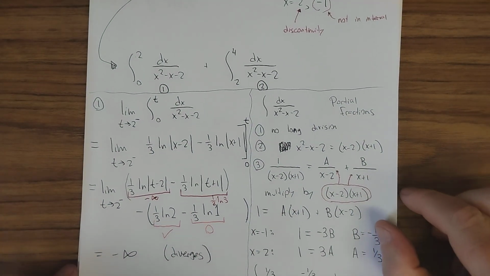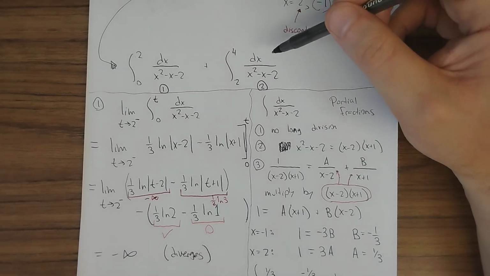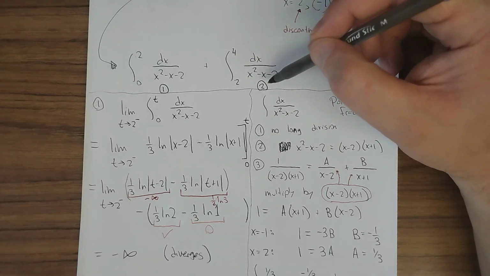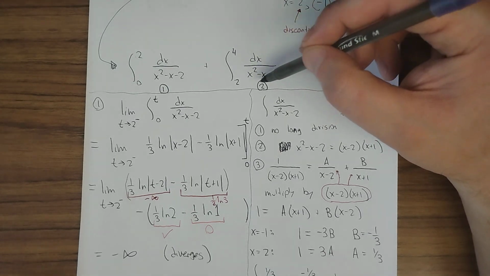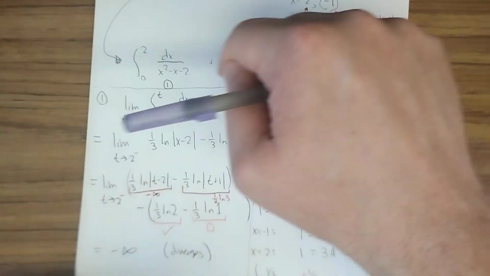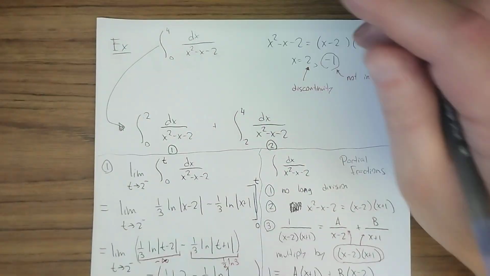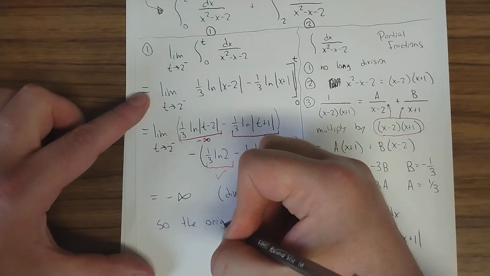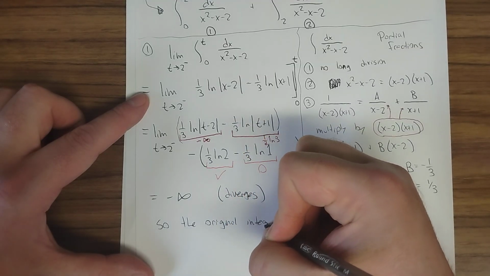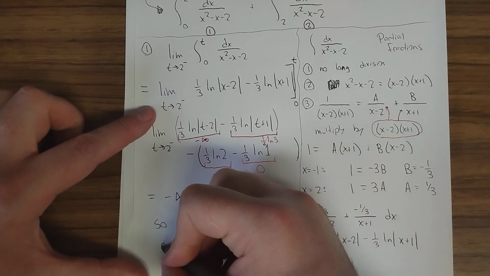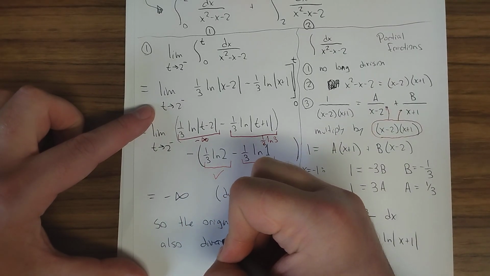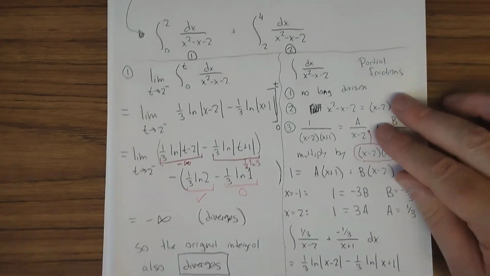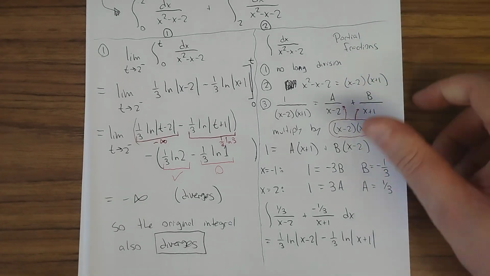So after all of this work, I'm thankful that I don't even have to look at this one. It doesn't matter what this one does. By the way, this one also diverges, but it doesn't even matter. Even if this converged, the answer would be the same. If one of them or both of them diverges, then the whole thing diverges. All right, so we got it.